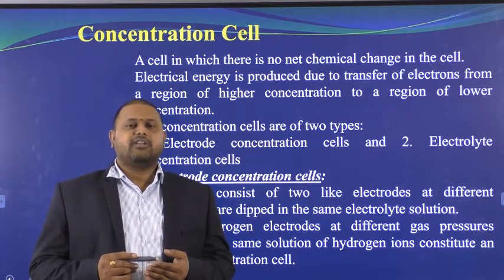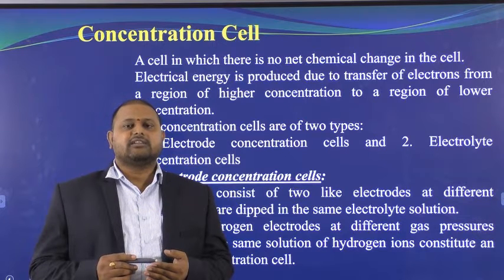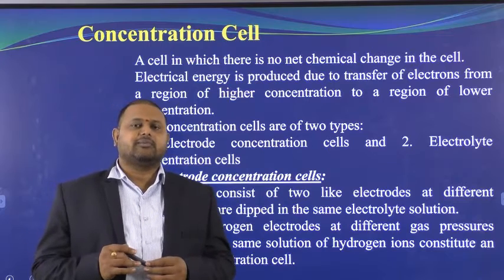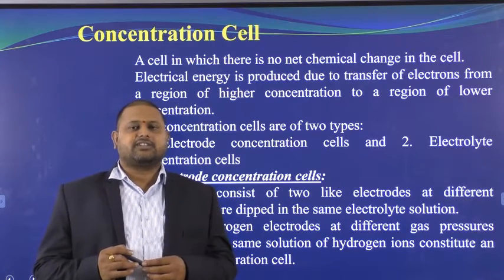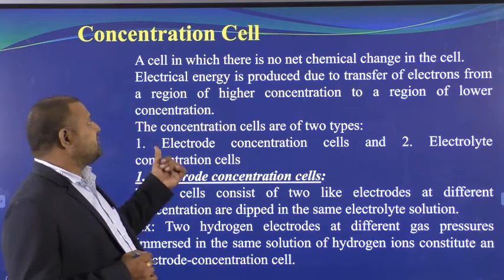found the value of its electrode potential as plus 0.2422 volts. This is what we did in the previous session. In the current session, we will be discussing concentration cells.